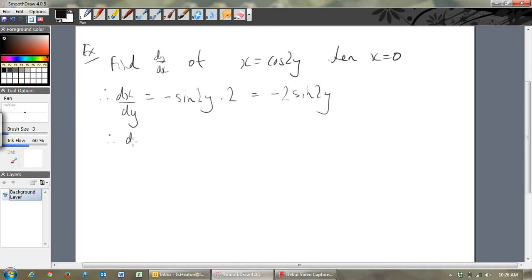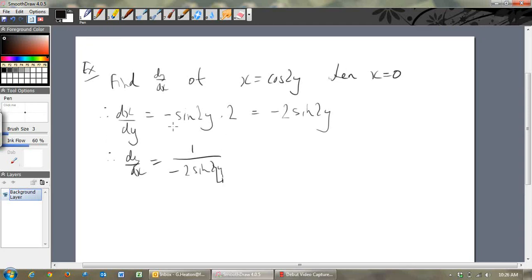Okay. Therefore, dy by dx is just that upside down. So it's 1 over negative 2 sine 2y. Perfect. Now, what we want to do is we want dy by dx when x is equal to 0. But this is only in terms of y. So what we want to know is what y is equal to when x is equal to 0.